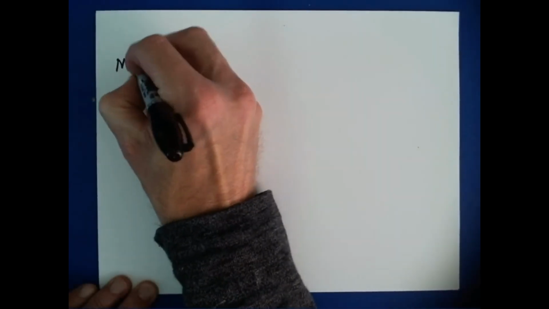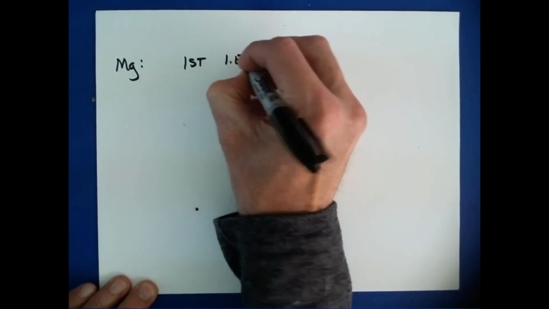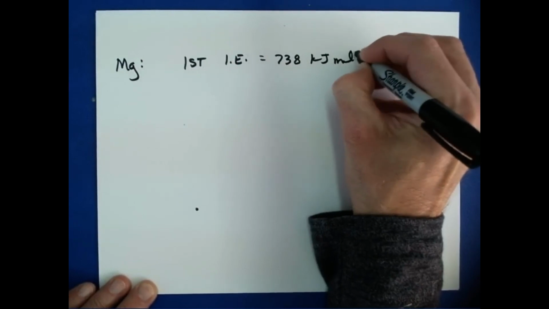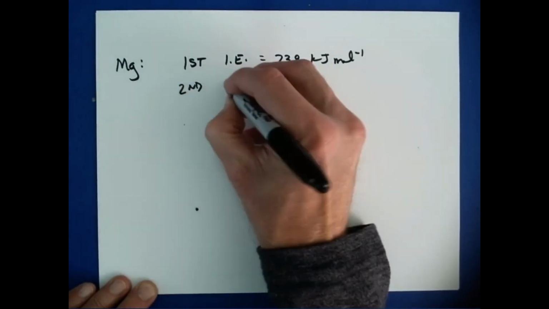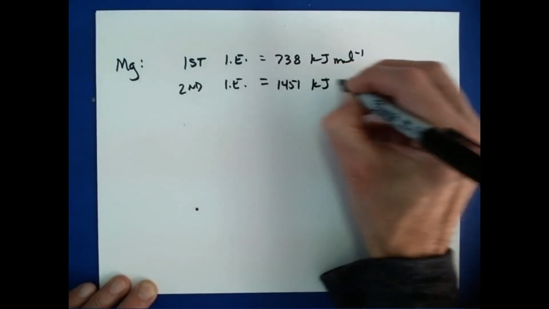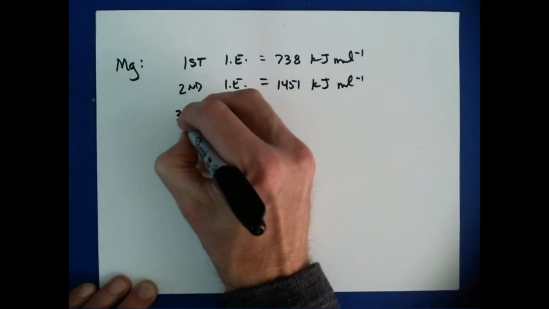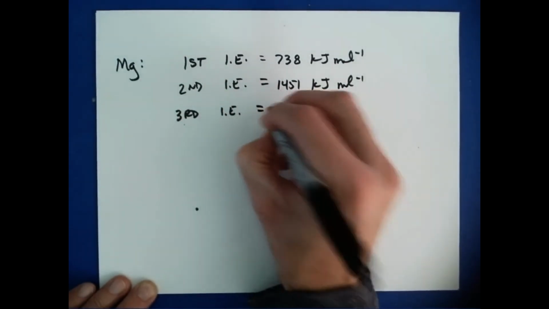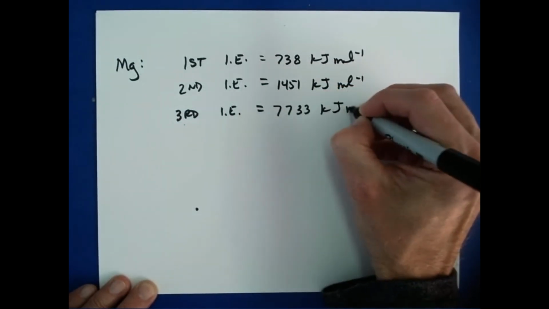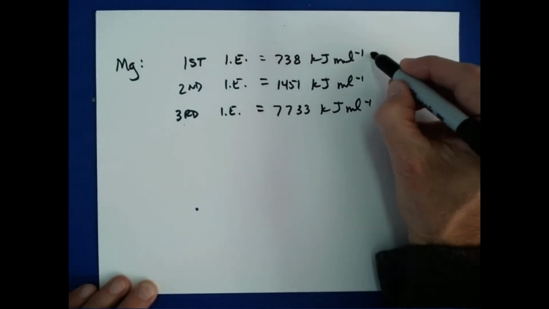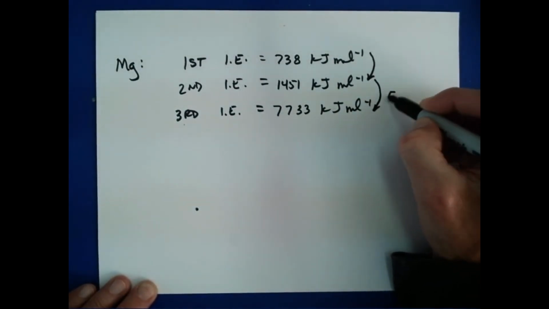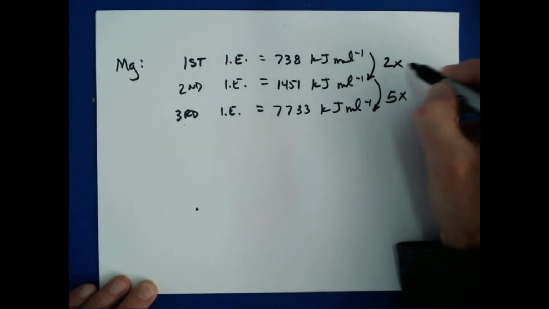So for magnesium, the first ionization energy is 738 kilojoules for every mole. The second ionization energy is about twice that, 1451 kilojoules per mole. The third ionization energy, we see a huge bump, 7733 kilojoules per mole. So you see sort of a linear increase. You just kind of double it to go from here to here. And then this jump is 5 times the energy. This is a 2-time jump. This is a 5 times jump.